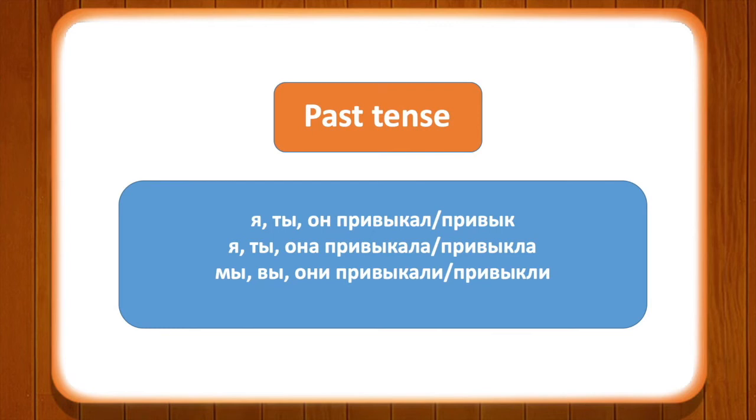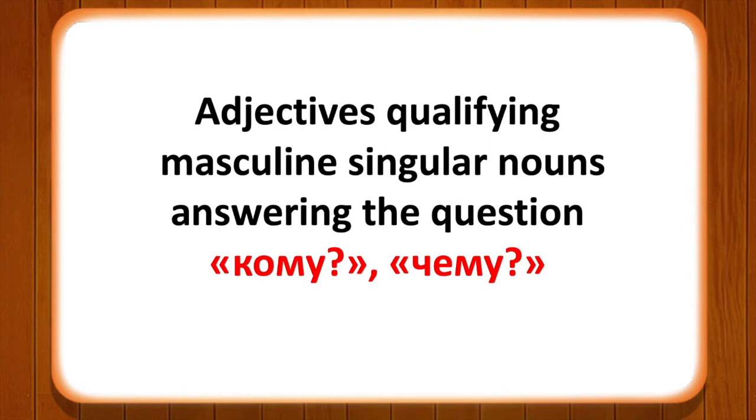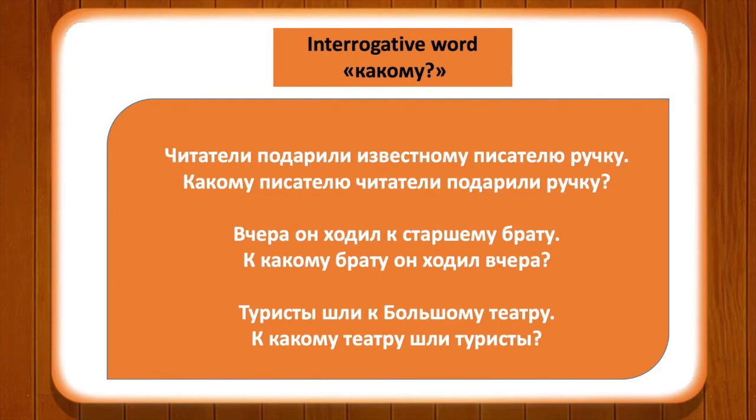Now let's pay attention to the adjectives which qualify masculine singular nouns while answering the questions кому and чему. With the help of certain verb conjugations of the dative case, we have already seen how they are used in sentences, but to enrich any sentence or convey the exact meaning of the expression, we require adjectives as well. So usually in this case the interrogative word is какому. To understand the question какому in the dative case, let's pay attention to a few sentences.